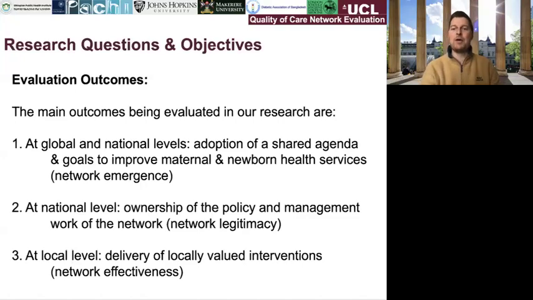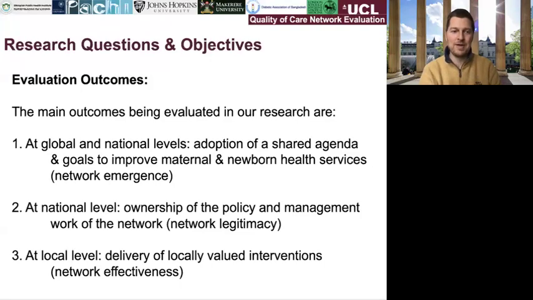So these are the 3 outcomes related to the 3 main research questions we had. I'm not showing the research questions in the interest of time as they're quite long and have multiple components, but they essentially ask to what extent these outcomes happened and why. So the first one is at global and national levels, adoption of a shared agenda and goals to improve maternal, newborn, and child health services. That's the outcome of network emergence.